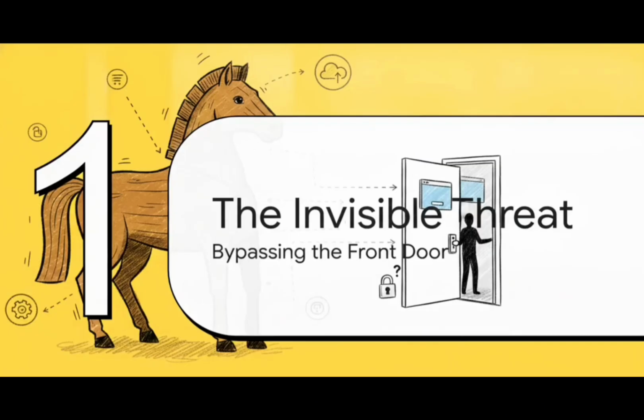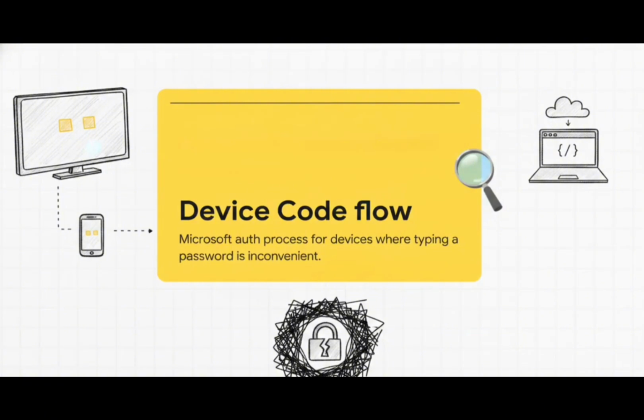Section 1. The invisible M365 threat. Bypassing the front door. You can really think of this campaign as a modern-day digital Trojan horse. See, the attackers aren't violently breaking down the door. They're tricking the user into willingly opening it by weaponizing what's known as the device code flow. You actually probably know this feature. It's the standard Microsoft authentication process for devices where typing out a long, complex password is just a huge pain, like setting up an app on a smart TV or using a bare-bones command line tool. It is meant to be a helpful shortcut, but the attackers have turned this baseline feature into a weapon.